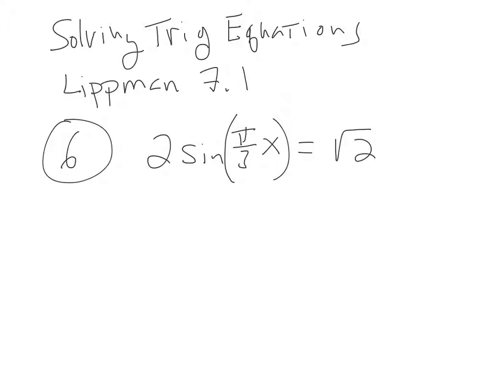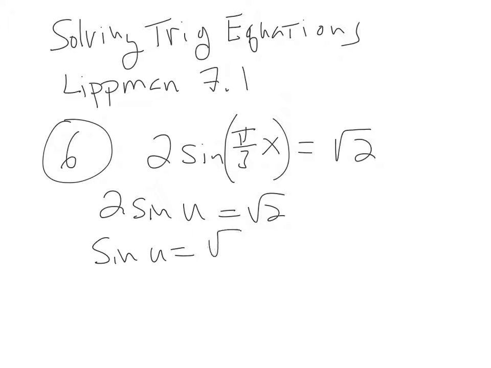So first off, let's solve this. What I'm going to do is pretend this is just x, or u. If I want to, I can do what's called the U-Substitution. And I can think of this as just 2 times the sine of some expression u equals root 2. And then if I isolate the sine, sine u equals root 2 over 2.